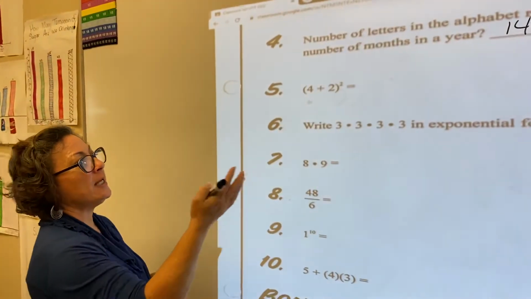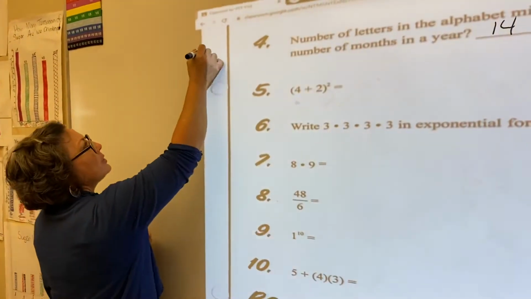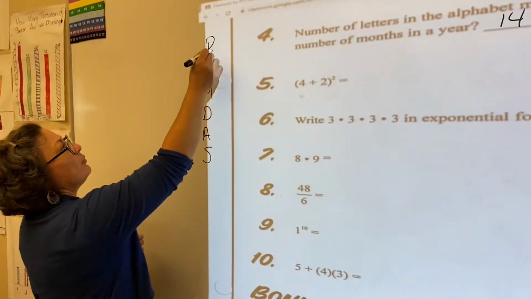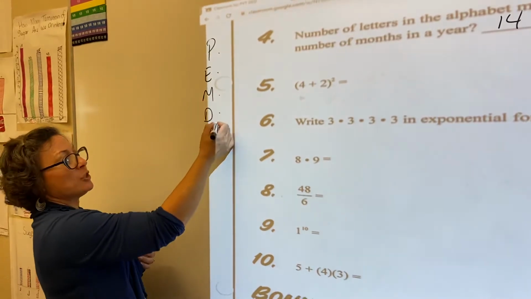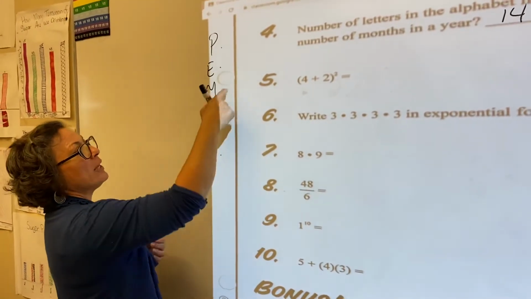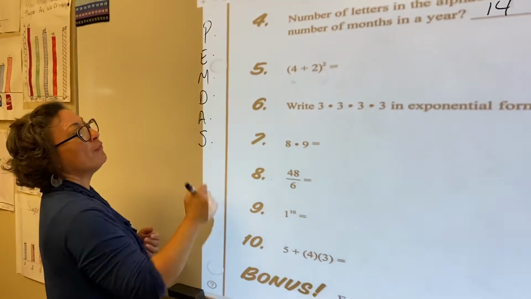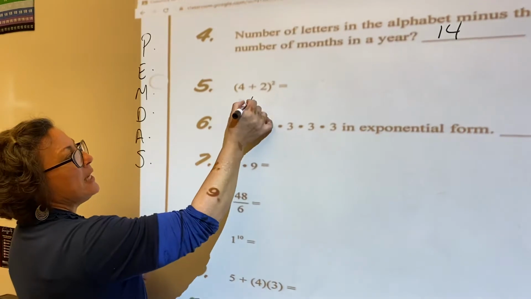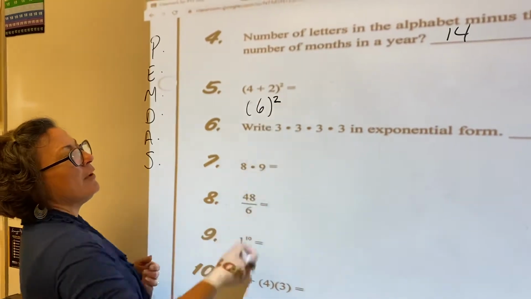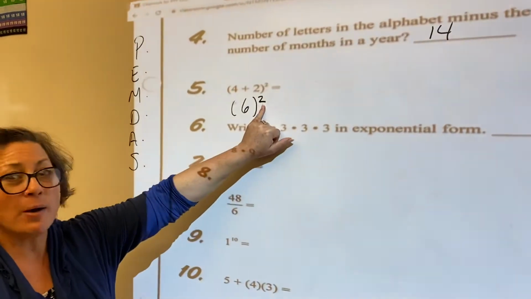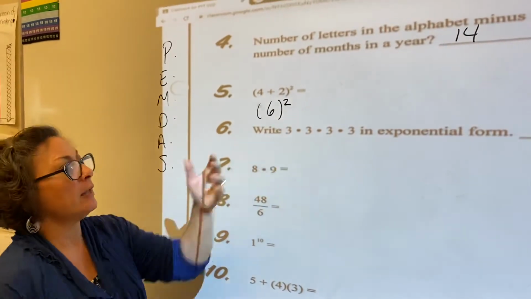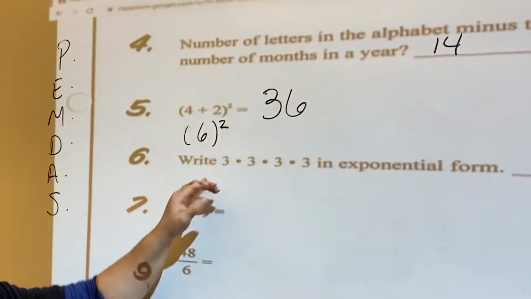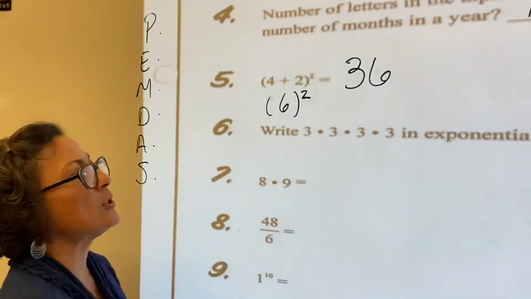We have parentheses and we have exponents. Order of operations stands for PEMDAS: parentheses, exponents, multiplication, division, addition, and subtraction. So we must take care of parentheses before we take care of the exponent. Let's go ahead and do that. 4 plus 2 is 6. Then we raise this number to the 2nd power, or you can say 6 squared. That is just another way of saying the same thing. So what is 6 squared? It's like saying 6 times 6 equals 36.